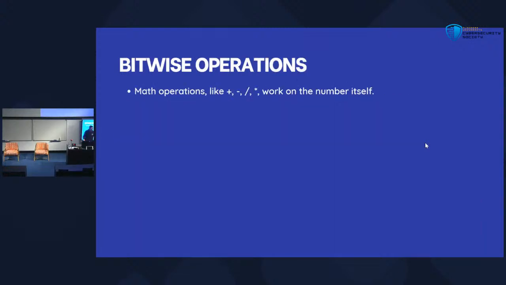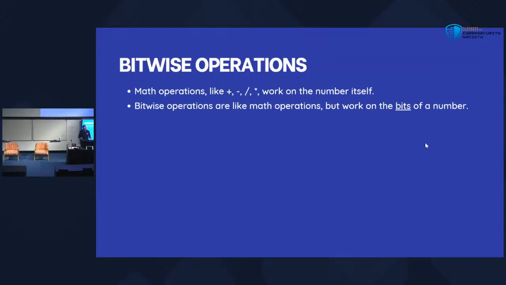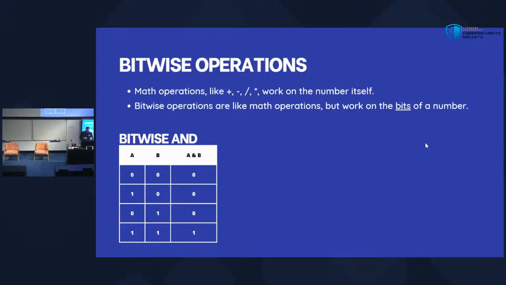Now, we have math operators that we can use with our numbers. Those are great. They work on the number itself. So that's plus, minus, divide, multiply. We then also have bitwise operations that just work on the bits of a number. So math operators work on the number. Bitwise operations work on the underlying representation of that number. There are 3 main ones.